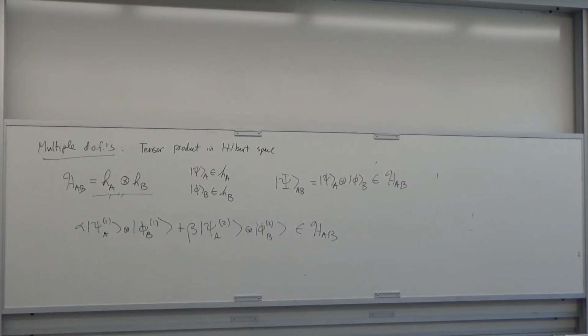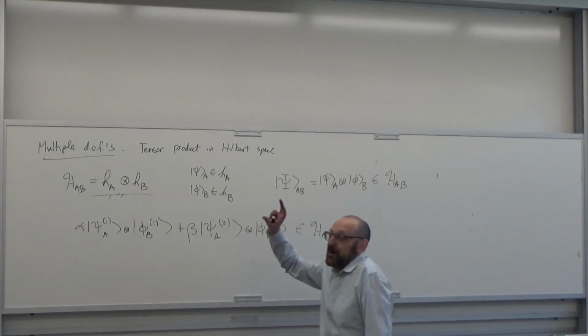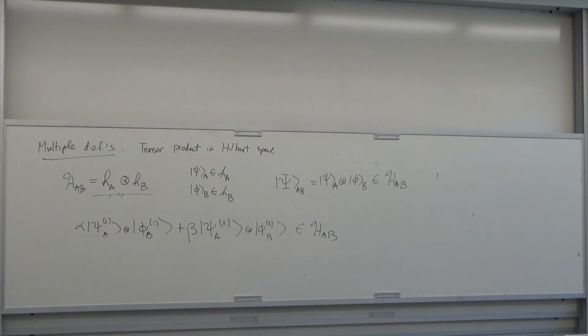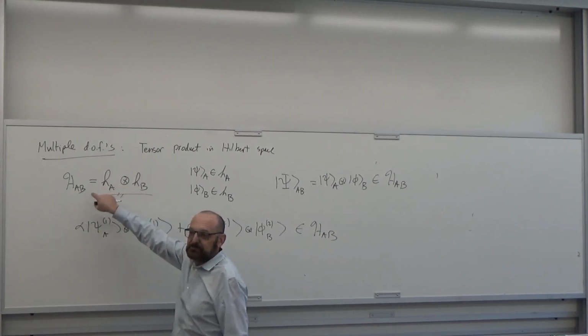Now, just as a little aside, not all states, not all Hilbert spaces of multiple degrees of freedom are tensor product spaces. If I have identical particles, and I have a fixed number of identical particles, that's not a tensor product space because of the issue of exchange symmetry. Okay? So typically we think about them as distinguishable degrees of freedom.